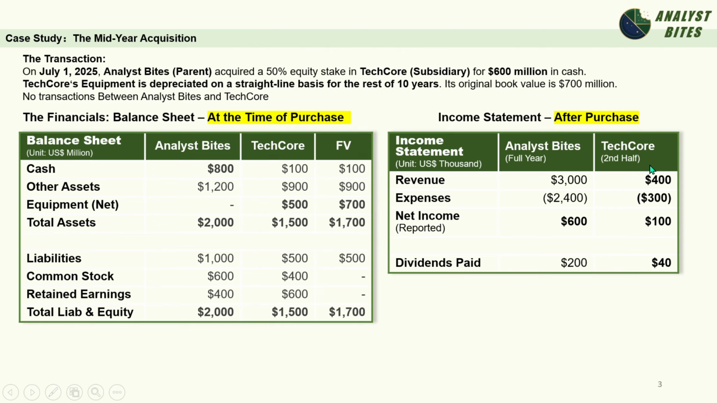Why do we emphasize the second half? Because as an analyst, you must have the instinct that the parent only has a claim on earnings after the closing. TechCo's profit from the first half of the year has nothing to do with the parent. Only the results after July 1st can be included in the consolidated report. Remember this timeline, it is the logical starting point for our calculations.